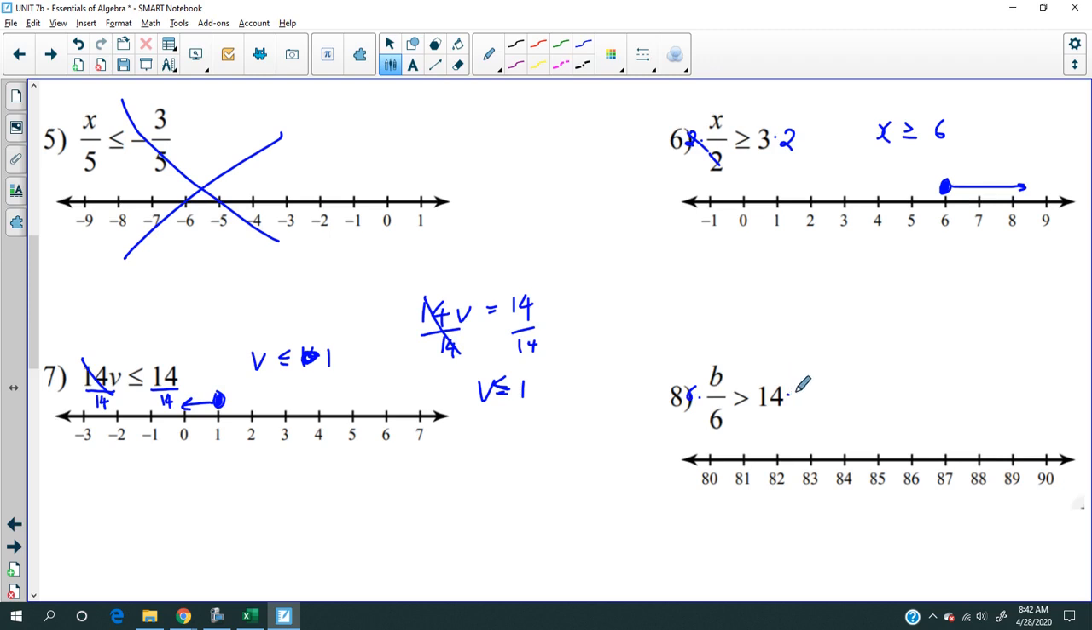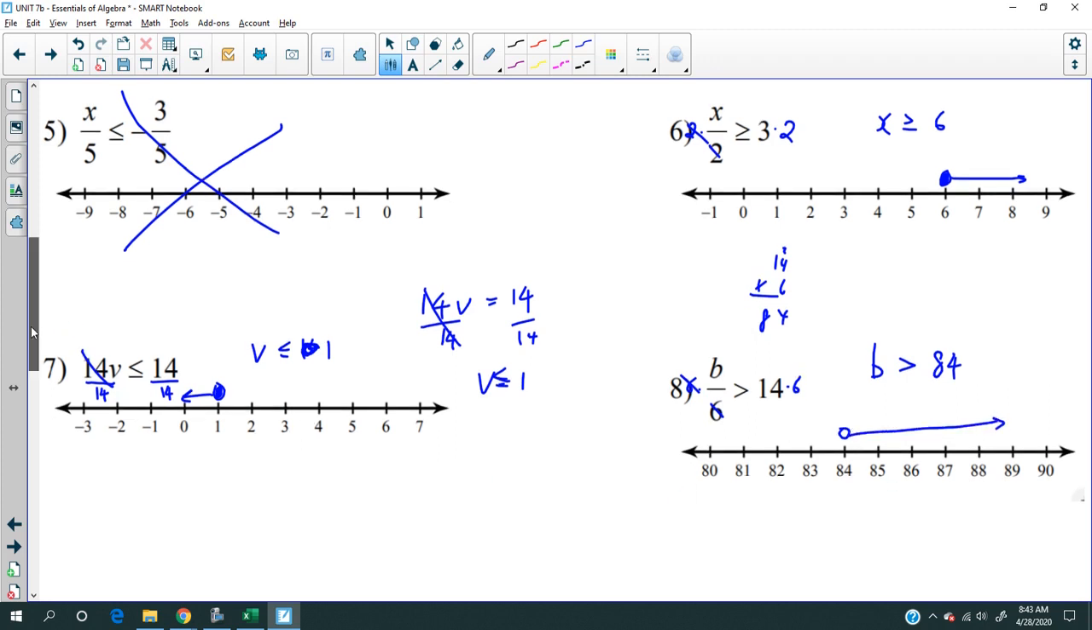For number 8, multiply both sides by 6. Cross cancel. B greater than or equal to, what's 14 times 6? Hold on, let me do this in my head also. Oh, 84. All right, let me double check real quick. Yeah, 84, and that's that. Where's 84? Right here. Arrow goes to the right, and that's it.